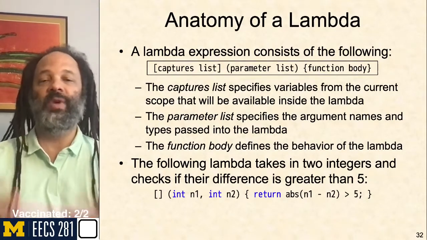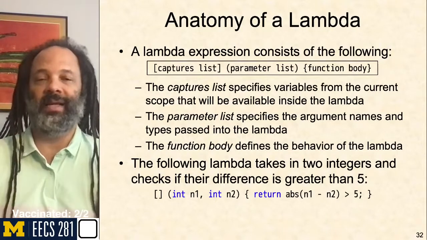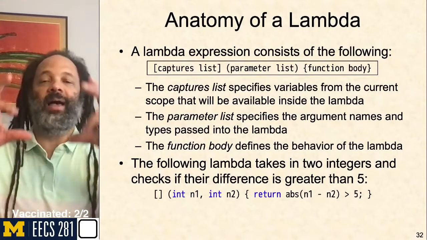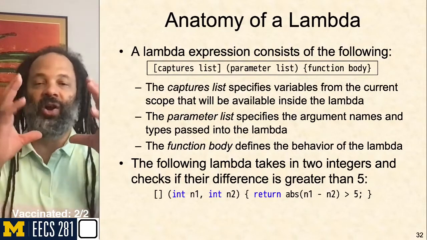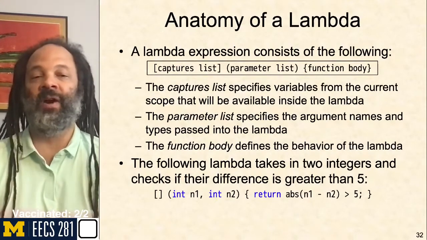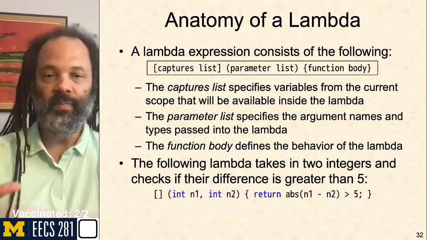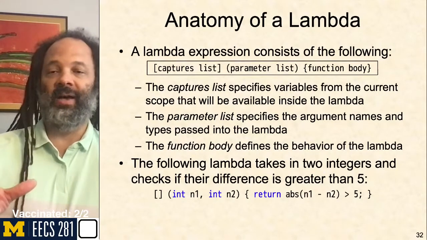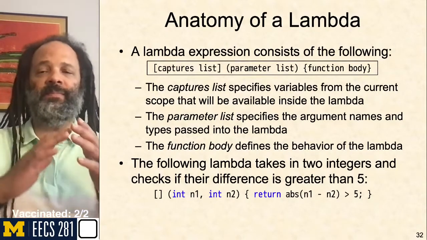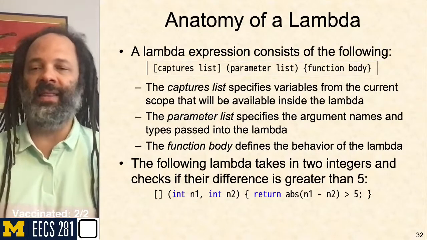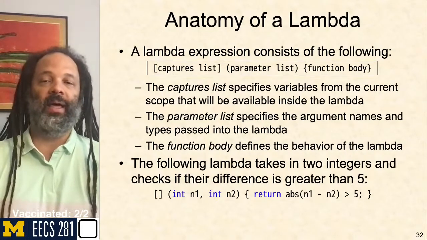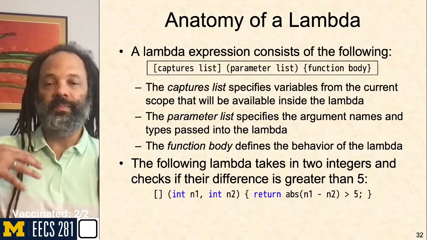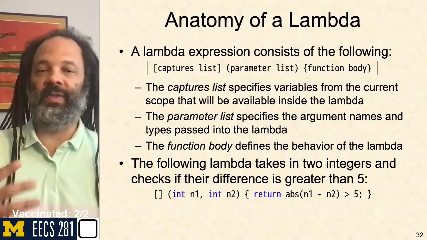I've got these three things. I've got square brackets that surround a captures list. I've got a set of parentheses that surround a parameter list. And then I've got a curly brace set that surrounds the function body. The captures list allows me to write this function and include things in the scope, right? So inside of this function that I write, what if I want to use something from the current scope? That's what the captures list does.